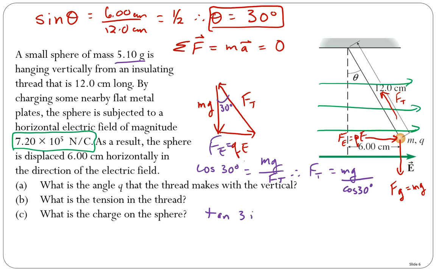So I would take this and I would say tangent of 30 degrees is equal to opposite QE over adjacent mg. I'm trying to solve for Q, and I'm going to do my math right this time. Q is equal to mg tangent of 30 degrees over E. There you have it.